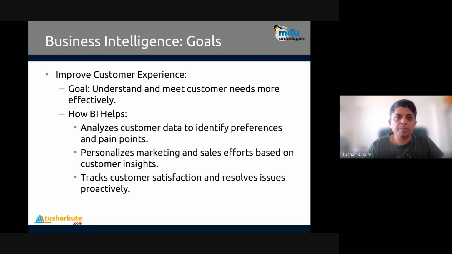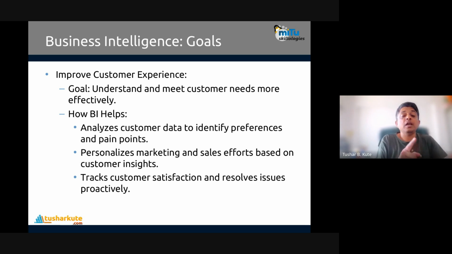That's another goal. Improvement in the customer experience. Definitely, profitability is directly proportional to the customer experience. So if the business intelligence process is integrated, customer experience can definitely be improved in a few ways. First, understand the needs of the customer more effectively. If customer needs are identified, it will definitely help grow the business using business intelligence.